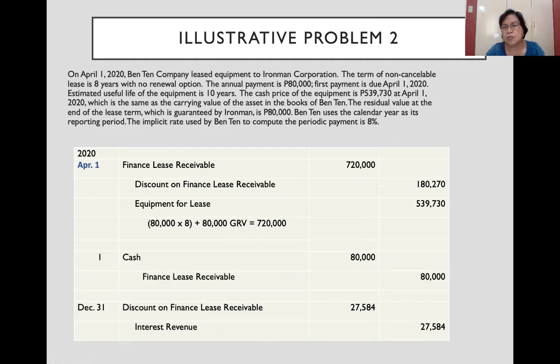Please take note that the lessor does not recognize any depreciation because the asset has already been transferred for accounting purposes to the lessee, such that there is no equipment for lease already in the ledger of the lessor. Hence, no depreciation is to be taken up.